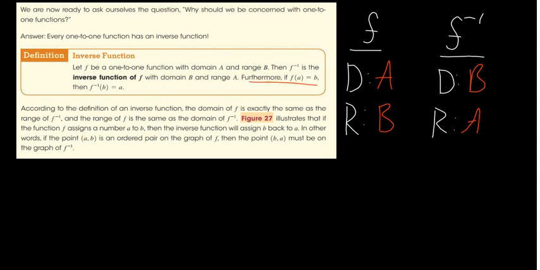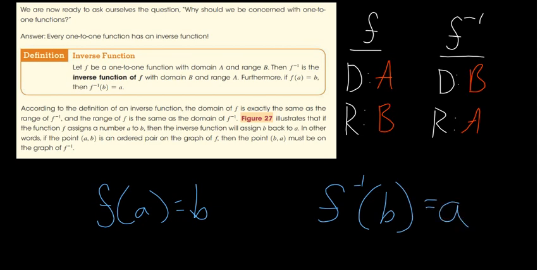All right, now let's tackle that last sentence. It reads, furthermore, if f of A is equal to B, well then f inverse of B is equal to A. So notice how we basically flip it, right? If you want to think of it this way, I'm pretty sure this is how my brain made sense of this when I was going over it.